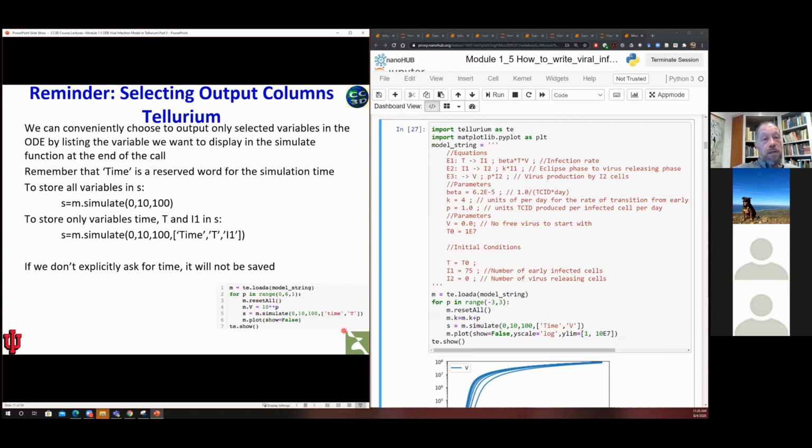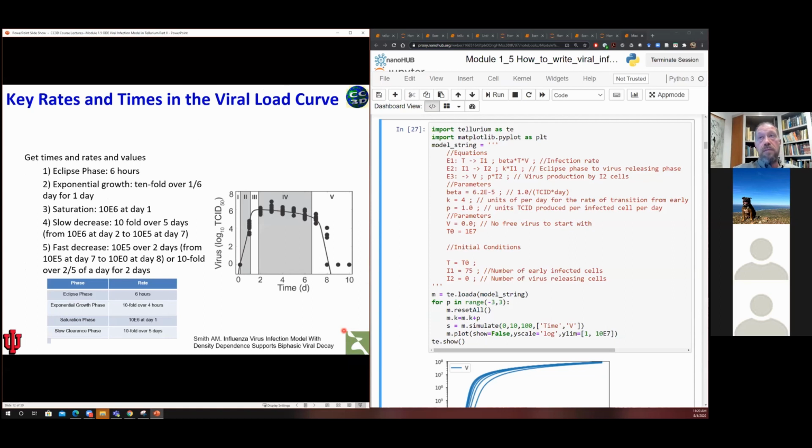The other thing that we did in a fair amount of detail last time was to look at this experimental viral load curve for influenza in mice. And we saw that there were actually 5 regimes in this viral load curve. A short initial period called an eclipse or latency, during which no virus is produced by the cells because it takes time for the virus to replicate and assemble itself and be released by the cells.